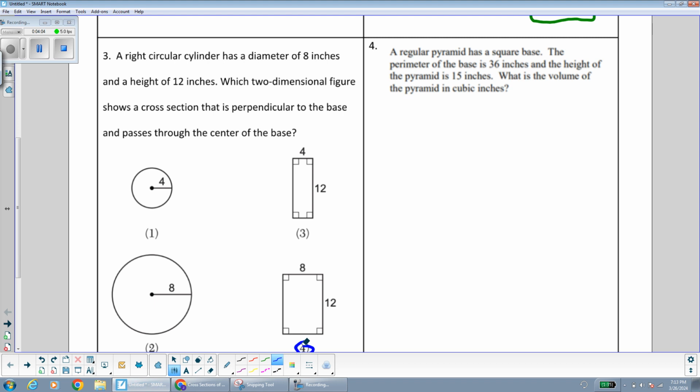Okay. In number 4, we have a pyramid with a square base, and we need to find the volume. Volume of any pyramid is 1/3 capital B times H. Capital B is area of the base. And since the base is a square, we find the area of the base by doing length times width. But since the length and the width of a square are the same, you can think of it as a side times itself, or side squared. And that's how I'm going to write it here because I think that's a little bit easier to understand.